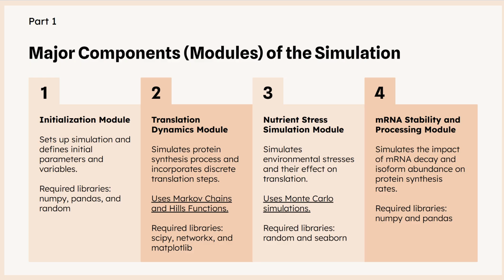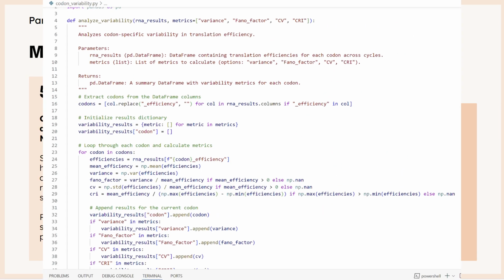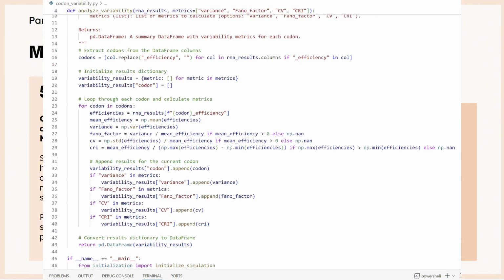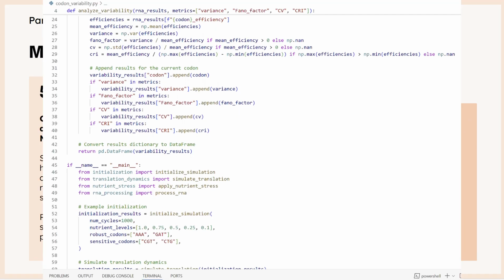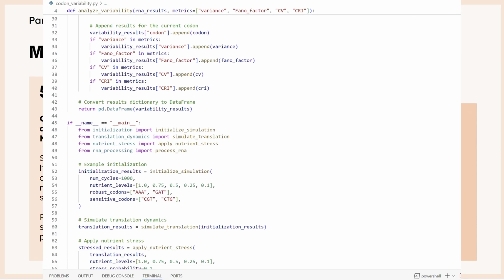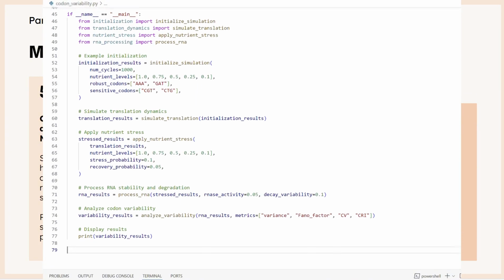and elongation dynamics. The robustness and variability module simulates the codon hierarchy and quantifies the robustness and sensitivity of codons under various stress conditions. It calculates variance, Fano factor, and coefficient of variation for codon-specific RTE and integrates the codon robustness index, CRI, to determine stability.